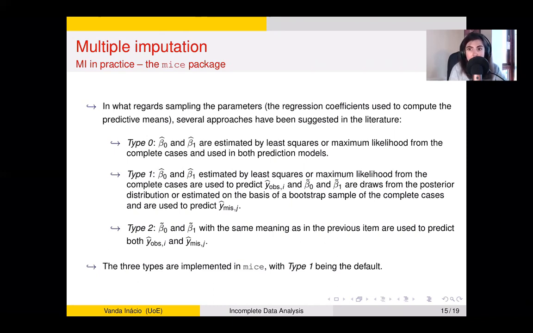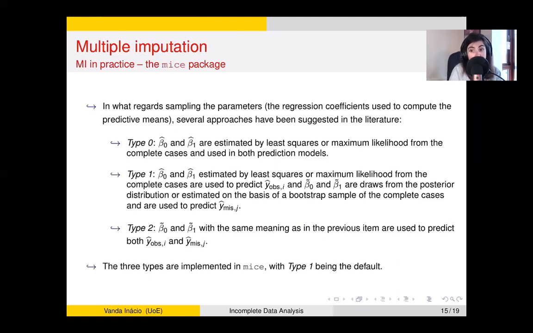So we have several copies of our data set. So basically type 1 is, for all copies of the data set, to predict the mean of the observed cases I use the same estimates from my complete cases. And then to predict the means of those with missing values, I use random draws from the posterior distribution. So my parameters are different from one imputed data set to another imputed data set, or I use the corresponding frequentist counterpart based on resampling the complete cases and re-estimating the parameters.